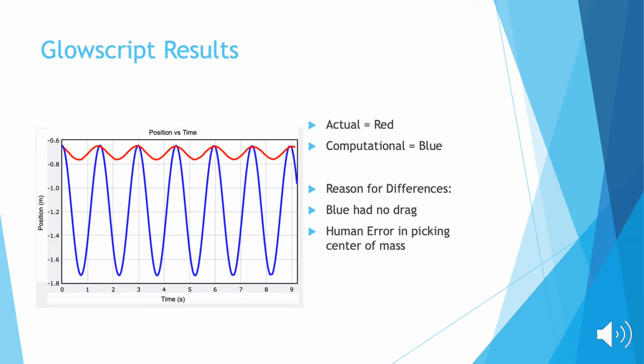As we continue looking at the results, you can see that the red is the actual, while the blue is the computational data. And the main reasons for differences is the blue had no drag, and there was also a human error in picking the center of mass for the actual. So while normal systems would slow down and get slower, the computational just kept it at a constant rate.